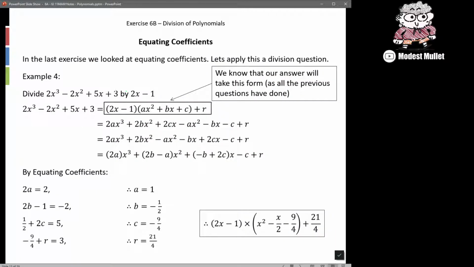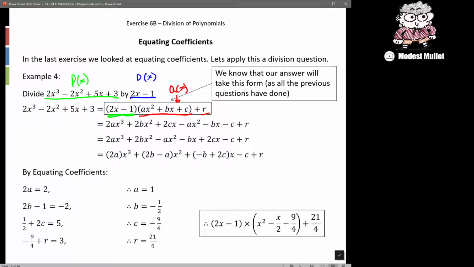Right, equating coefficients. Divide this example. Here's our p of x, our original polynomial. And we're trying to divide it by this, our divisor here. That's what we're trying to do. Now, we know from all those previous examples, if we divide a cubic by a linear, we get the thing we're trying to divide by, our answer, importantly, here's our quotient, and then we get some remainder on it.